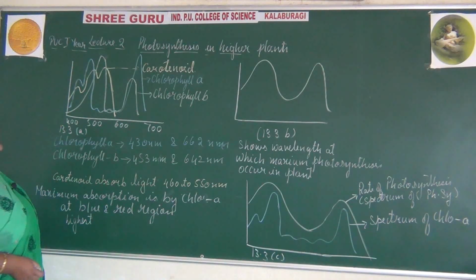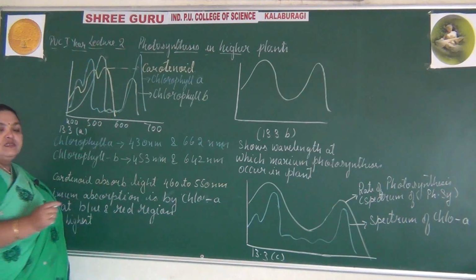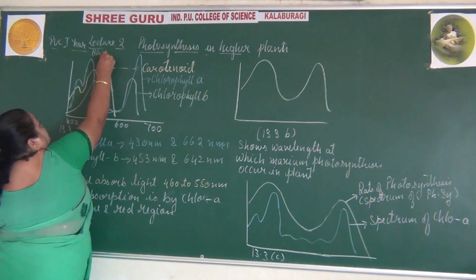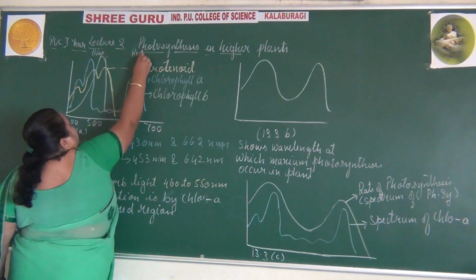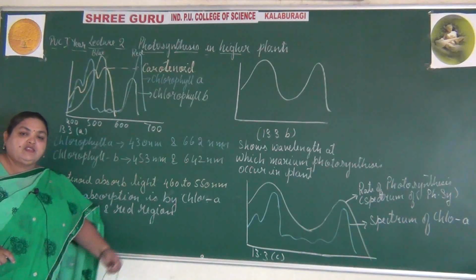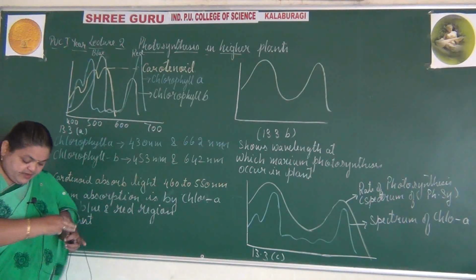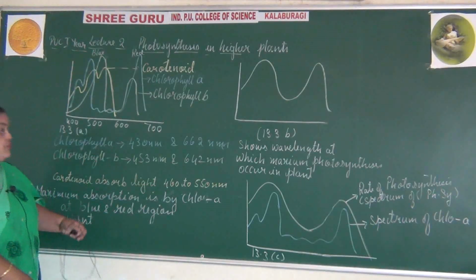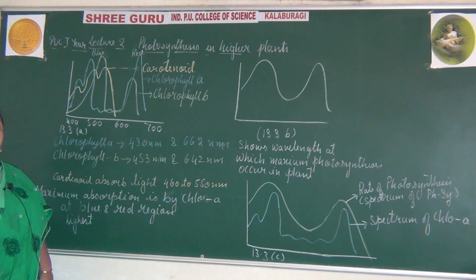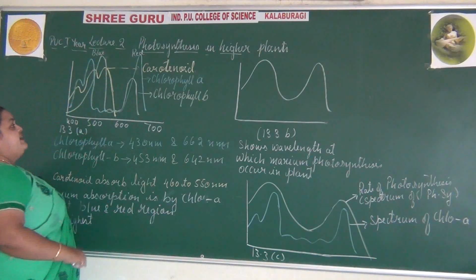But if you observe clearly, there are two peaks in this graph. The peaks are in the blue region and in the red region. In the visible spectrum of light, if you take the seven colors: violet, indigo, blue, green, yellow, orange, and red, the highest rate of photosynthesis occurs at the blue and the red region.